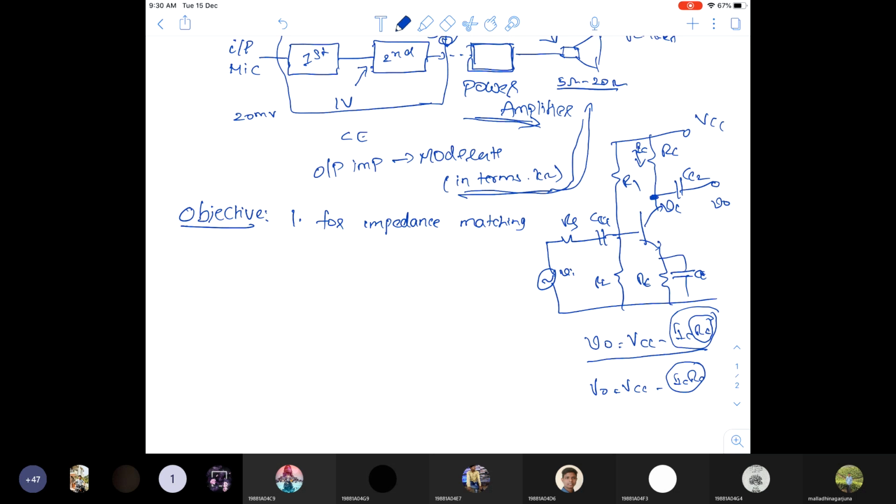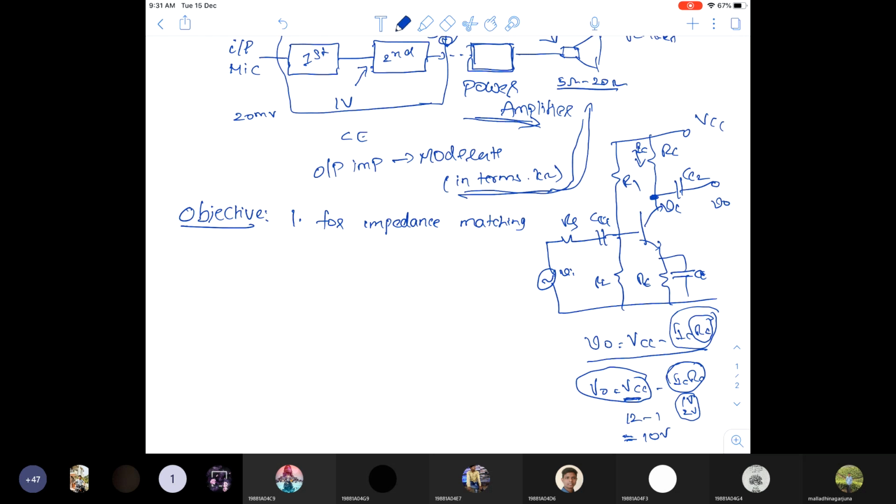Let us assume the drop could be 1 volt or 2 volts, but VCC is 12 volts, so minus 1 or 2 you get approximately 10 or 11. Actually, you should get V0 equal to VCC, this much voltage. But because of the voltage drop across RC, you are losing some information, so your output voltage decreases. Actually you are getting only 10 volts.